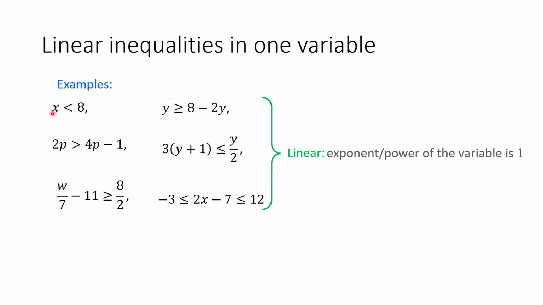Here the variable is x. X means x to the power 1. So the exponent of the variable is 1. Here p, the exponent is 1. Here it is w. W means the exponent is 1. Now if you take this inequality, the exponent of the variable is 2. So this is not a linear inequality. Also this one. Here the exponent of the variable x is negative 1. So this is not linear.